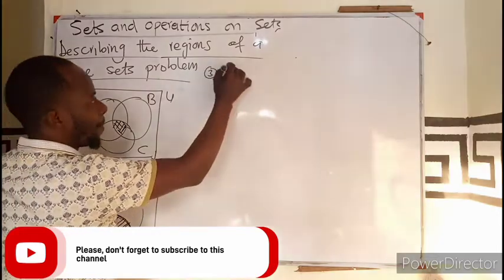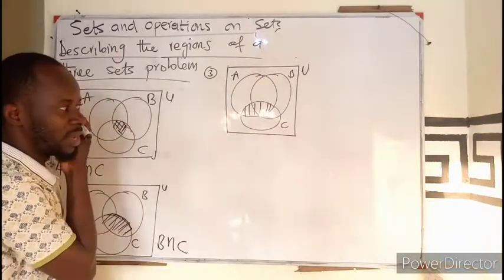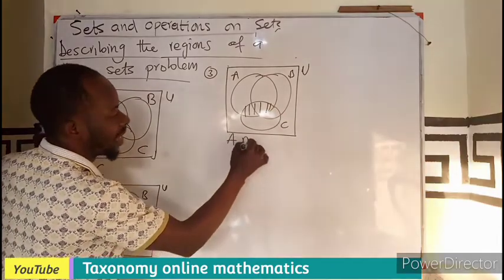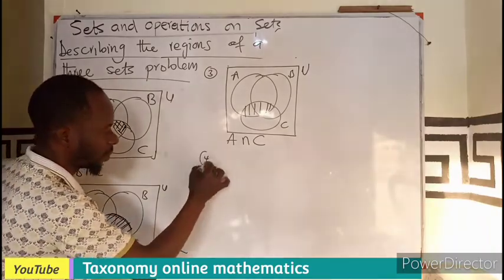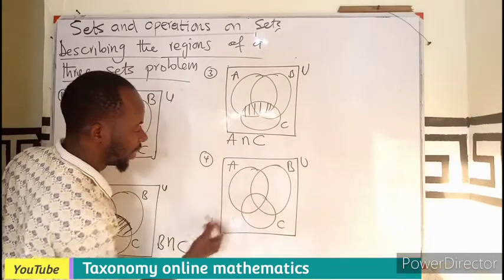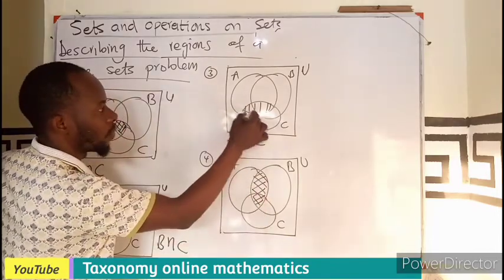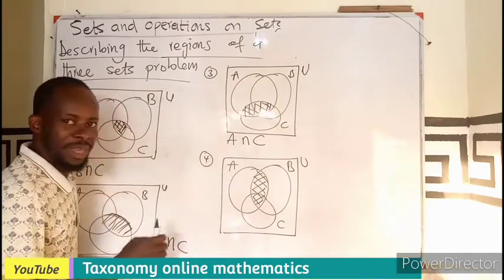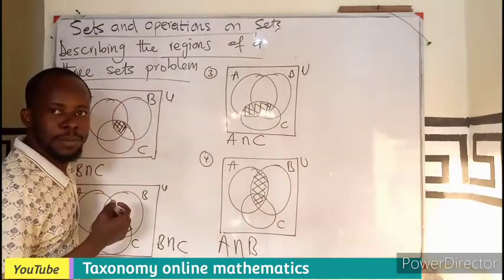Then let's see, shading region 6 and that of region 1. What do you think it will be? That will be A intersection what? C. Alright. Let's say I want to shade the region here, belonging to the space between A and B. So I believe I heard you saying A intersection what? B. Good.